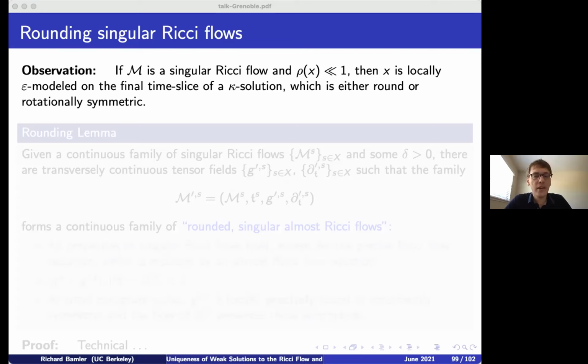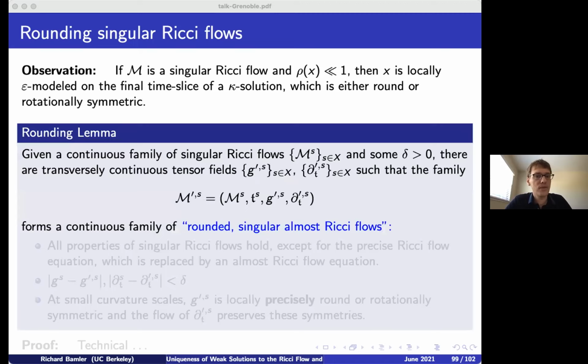metrics. Okay? So the idea will be the following: to replace our singular Ricci flows by flows that are almost singular, but that are precisely round or precisely rotationally symmetric. Okay? And so that's why we have to do this kind of pre-processing of our continuous family of Ricci flows. So we'll have to replace it by these rounded Ricci flows. Okay? So the precise lemma is much longer, much more technical, but let me just show you what the flavor of this lemma would be.